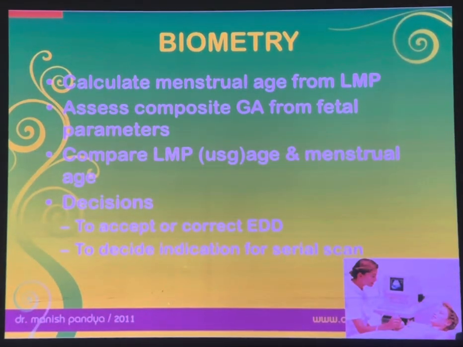Now, with biometry, we are able to calculate the exact menstrual age from the last menstrual period. We have to assess the composite gestational age from all 4 fetal parameters. Then we have to compare ultrasound age with the menstrual age. And as I said, at this juncture, you have to correct the EDD, or accept the EDD which is given by the patient, and decide the indication of serial scan. Whether you are suspecting IUGR, then you have to do scans frequently, after 1 week or 15 days.